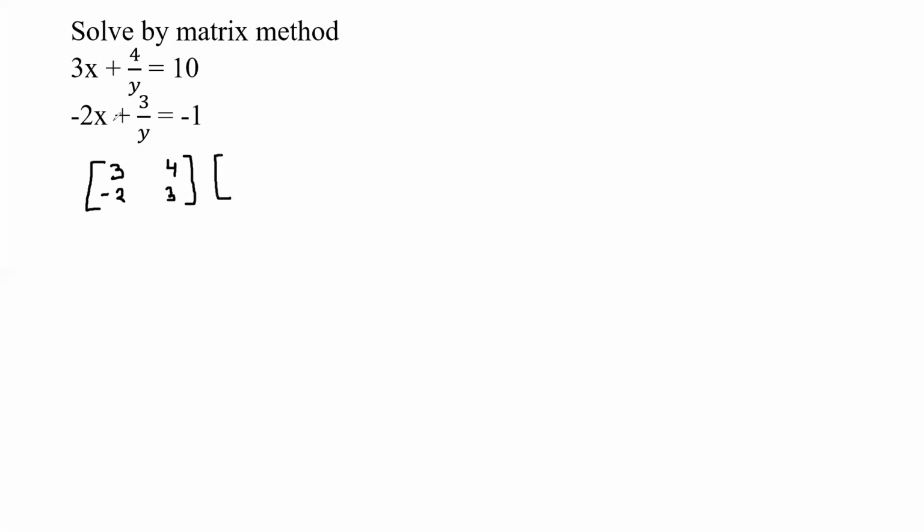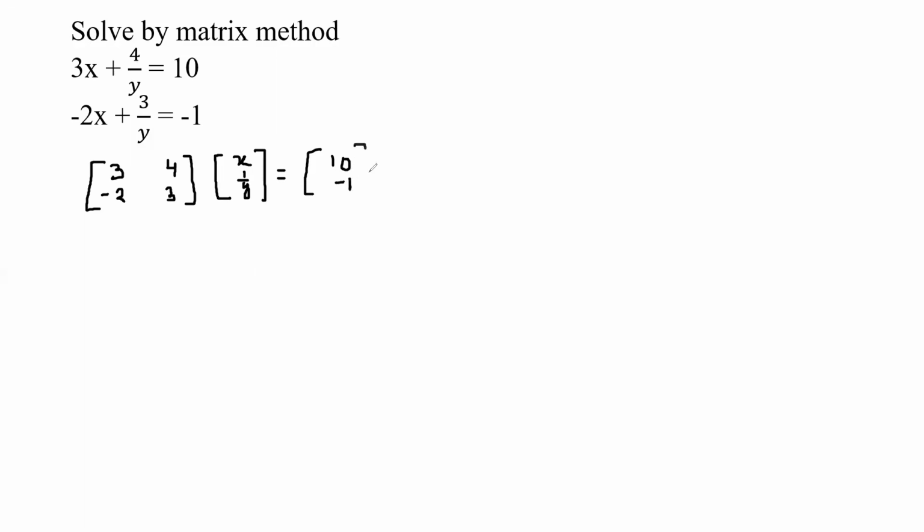Now, see what the variable is here. You can see a little bit of change. Here you can see the x variable, but here it's not only y. You have to take this as 1 by y, because y is in the denominator place. Now, this will be equal to 10 and -1.